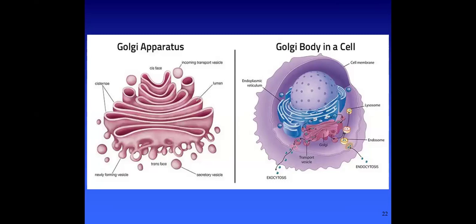This is the Golgi body in a cell, and this is the isolated picture of the Golgi apparatus. These are simply layers, and the space between these two layers is known as the lumen, and these are actually the secretory vesicles which just come out of this Golgi apparatus. These are the cisternae.